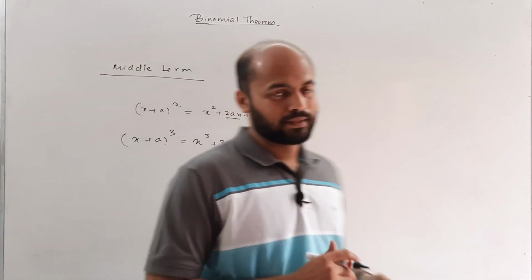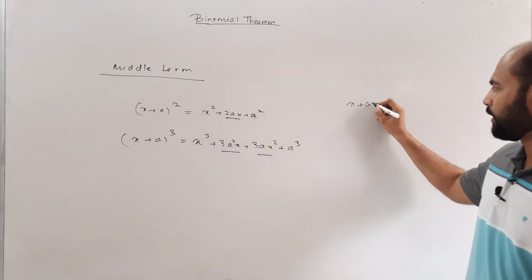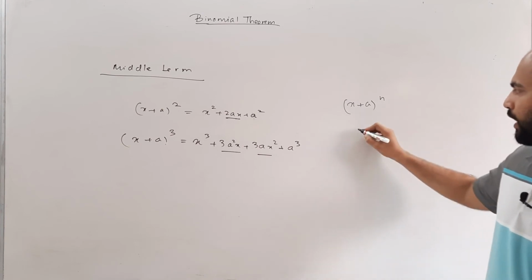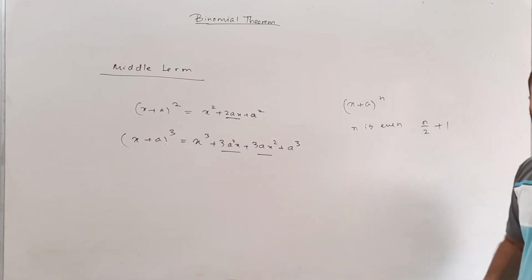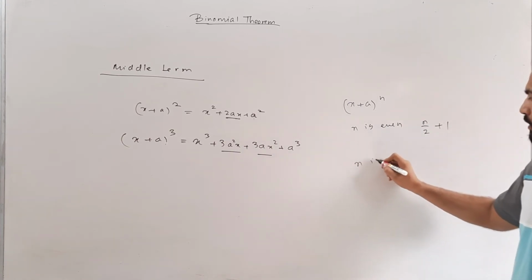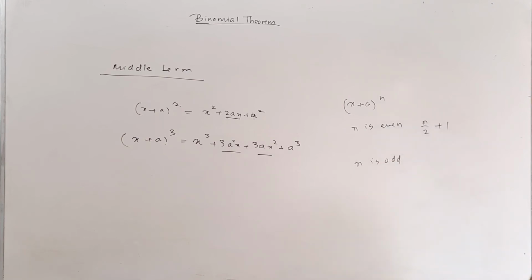So the general formula is, if the expansion is of the form (x + a) raised to n, then if n is even, the middle term is the (n/2 + 1)th term. And if n is odd, then the middle terms are the ((n+1)/2)th and ((n+3)/2)th terms. That means overall it will be (n+1)/2, and when you add 1 over here, it will be converted into this form, that is (n+3)/2.